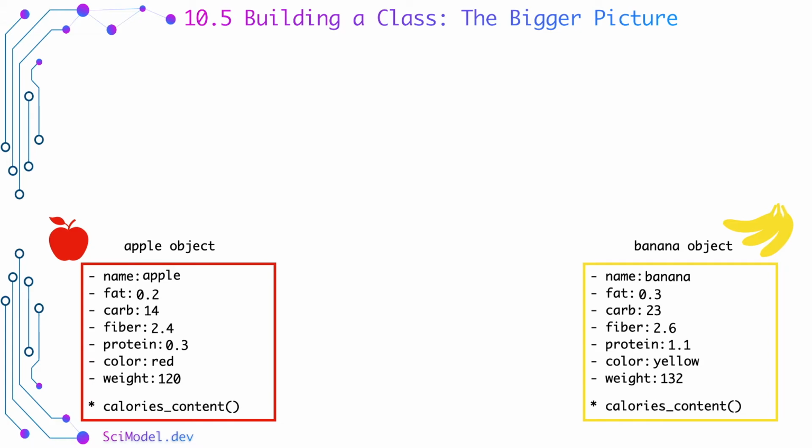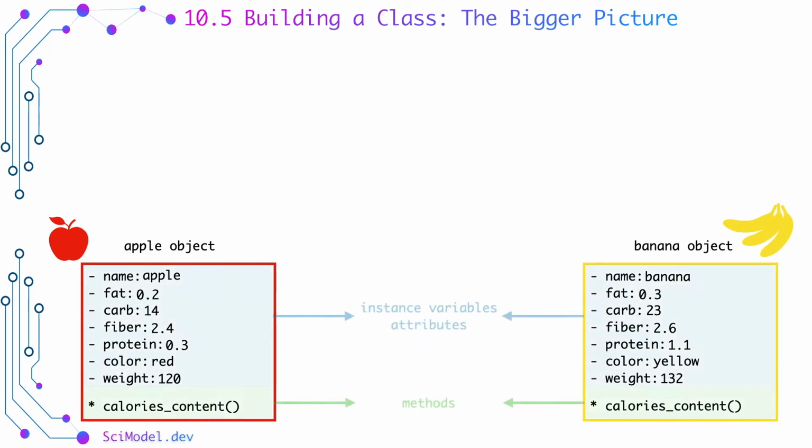For the second fruit, that is banana, it has 0.3 grams fat, 23 grams of carbs, 2.6 grams of fiber, 1.1 grams of protein. It also has yellow color and 132 grams of weight as an example. Therefore, the set of properties and functionality on the left are represented as an apple object, and the one on the right is represented as a banana object.